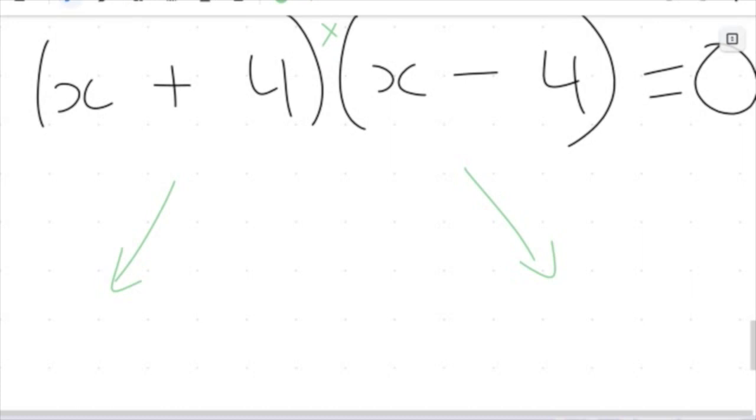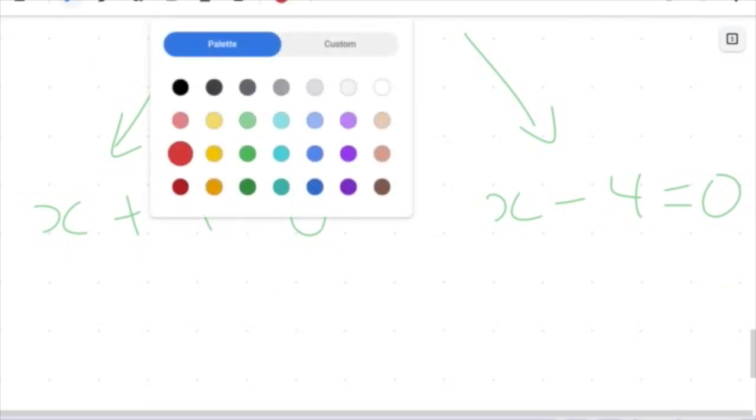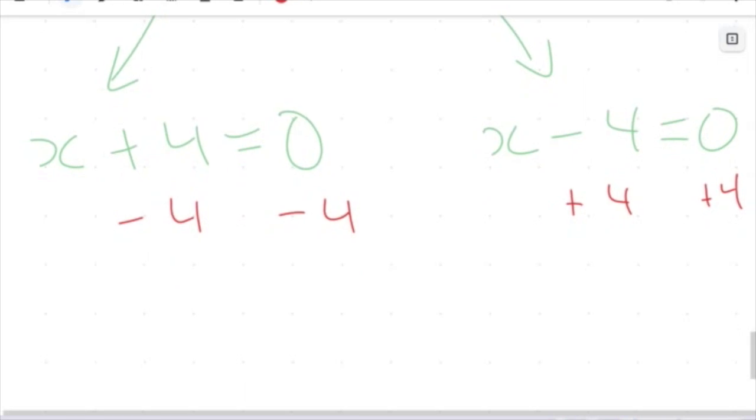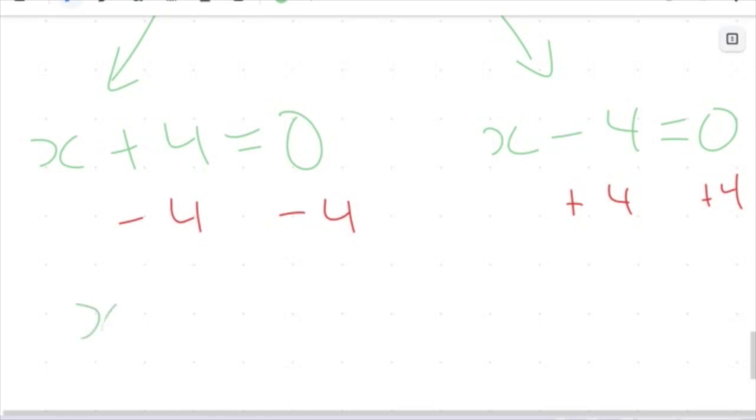Now, what does that mean? I want to find a value of x for which x plus 4 is going to equal 0. And similarly, I want to find a value of x for which x minus 4 gives me 0. And now I just solve the equations. So here I have x plus 4 equals 0. I want to undo this adding of 4 by subtracting 4 from both sides. And in the second example, I want to undo the minusing of 4 by adding 4 to both sides. Doing these operations will give me my x on its own in both of these cases.